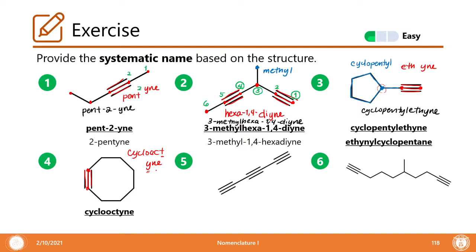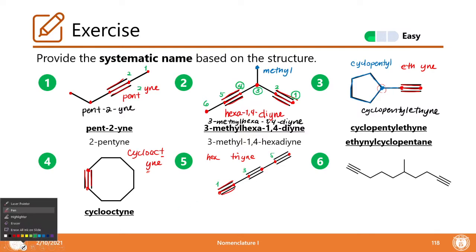Okay, now let's look at the next one, number 5. So we have 1, 2, and 3 alkenes in a straight chain, so this should be easy. We have 1, 2, 3, 4, 5, and 6. Okay, 6 carbons, so we have a hex, triene. We have 3 alkenes. We can start the numbering anywhere, it's symmetric. If we start here, 1, 3, 5.